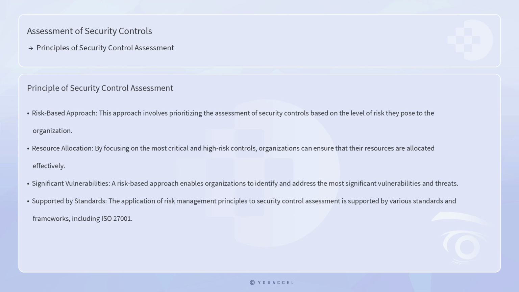A risk-based approach also enables organizations to identify and address the most significant vulnerabilities and threats, thereby reducing the likelihood and impact of security incidents. The application of risk management principles to security control assessment is supported by various standards and frameworks, including the International Organization for Standardization 27001, which provides guidelines for implementing and maintaining an information security management system.